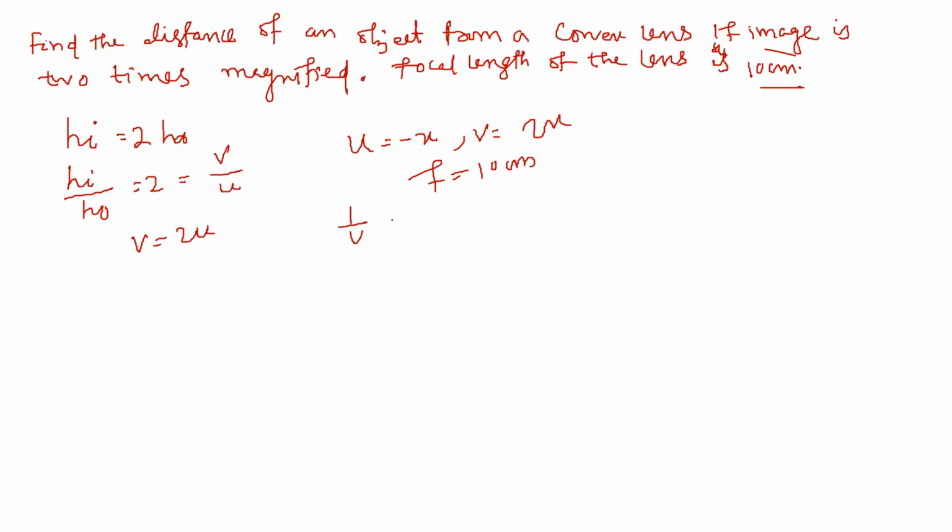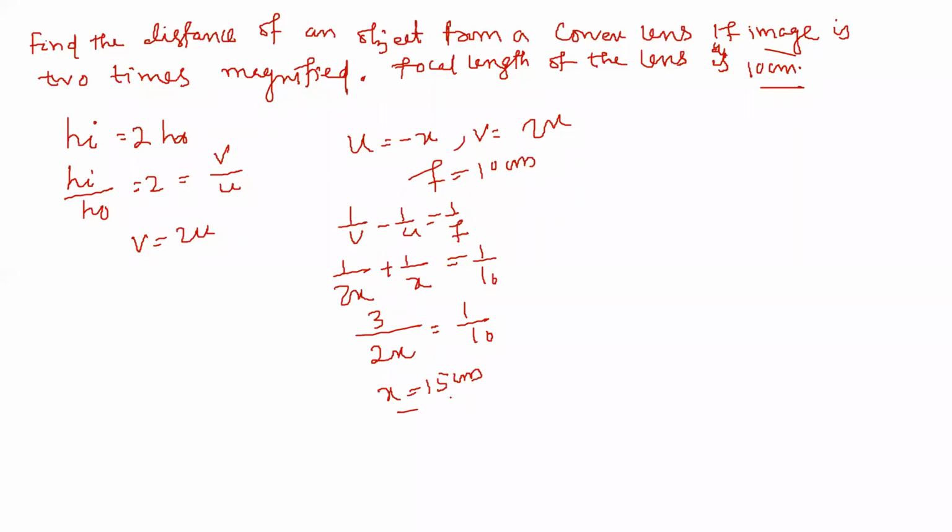So put 1 by v minus 1 by u is equal to 1 by f. That is 1 by 2x minus of minus, plus 1 by x, is equal to 1 by 10. So 3 by 2x is equal to 1 by 10, and x is equal to 15 centimeter.